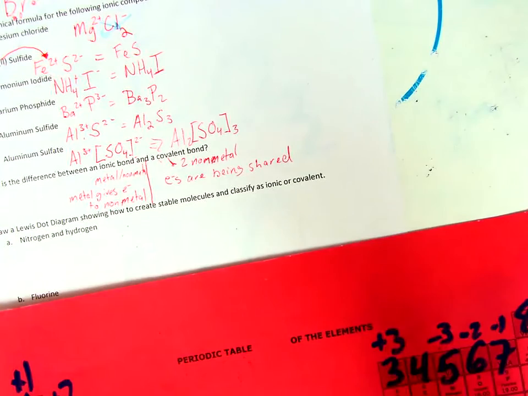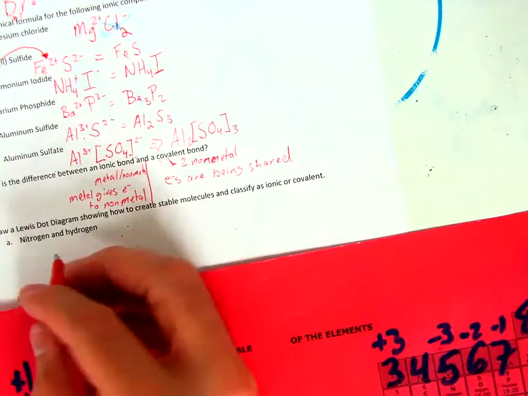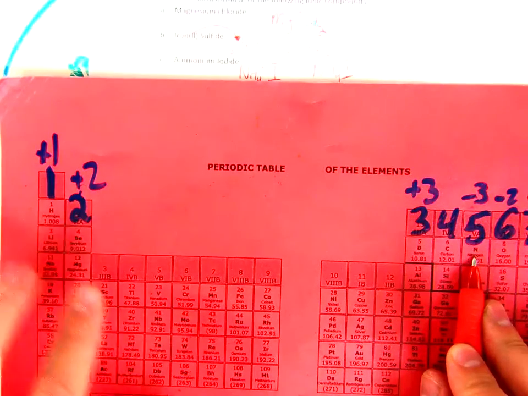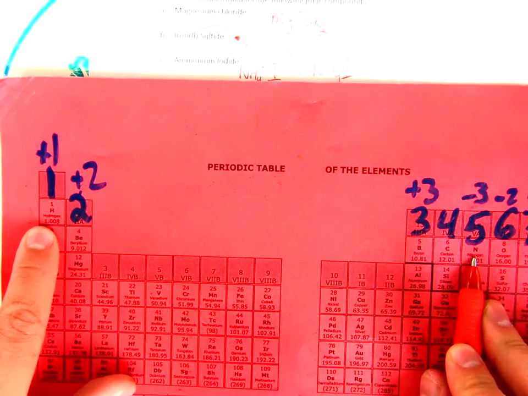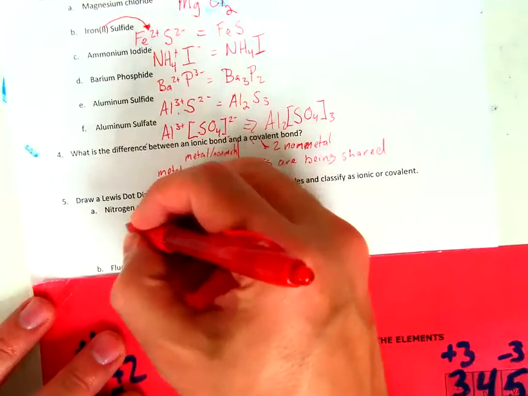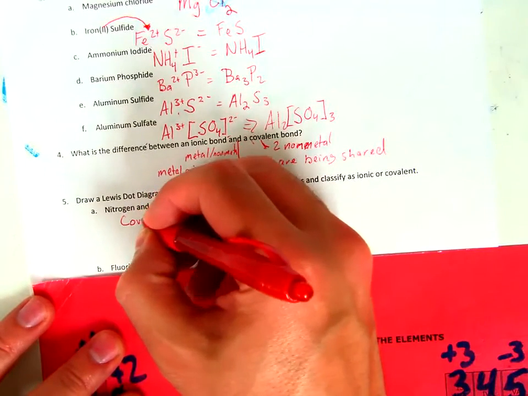Okay, drawing these Lewis dot structures to create stable molecules. So first off, nitrogen and hydrogen. We've got 2 nonmetals. I know hydrogen's on this side, but it still counts as a nonmetal because it's a gas. It's not a metal. So that's going to be covalent.